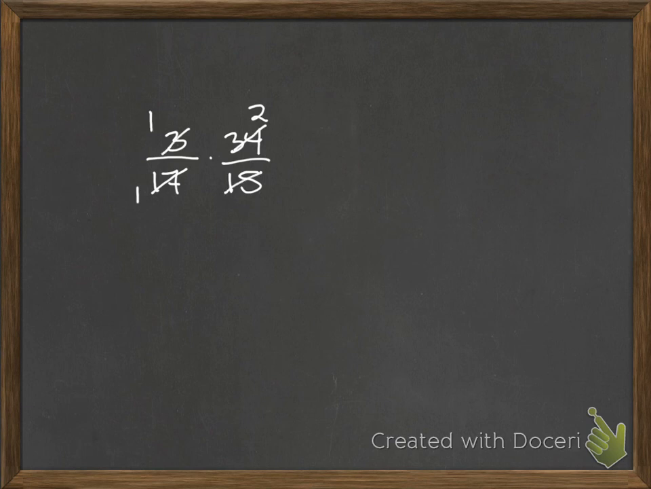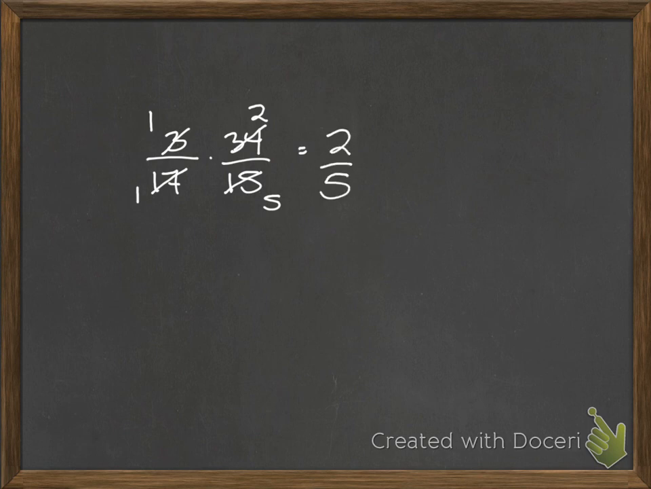So let's do maybe one more example. Let's have 3 over 17 times 34 over, let's say, 15. Okay, so 3 over 17 cannot be reduced. 34 over 15 cannot be reduced. However, 17 times 2 is 34, and 15 is divisible by 3 5 times. So this reduces to 2 over 5.